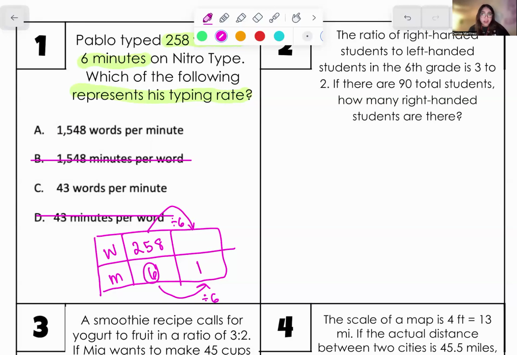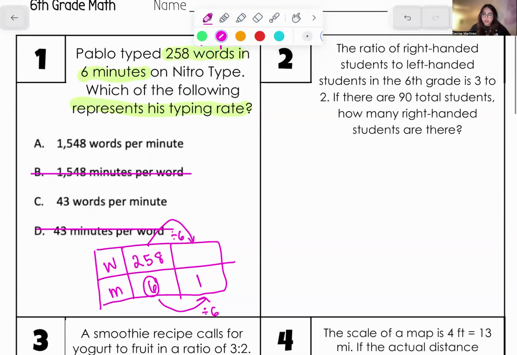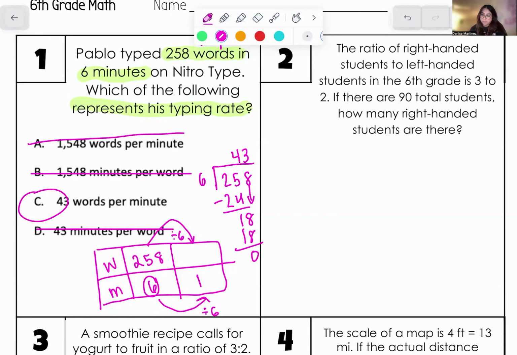Hopefully, now that you see we're dividing, we can quickly find what our answer is, but let's double check. So 258 divided by 6. 6 can go into 25 4 times. 4 times 6 is 24. Oh, not multiply. We're going to subtract and get 1, bring down the 8. 6 can go into 18 3 times. So our answer here is 43 words per minute.